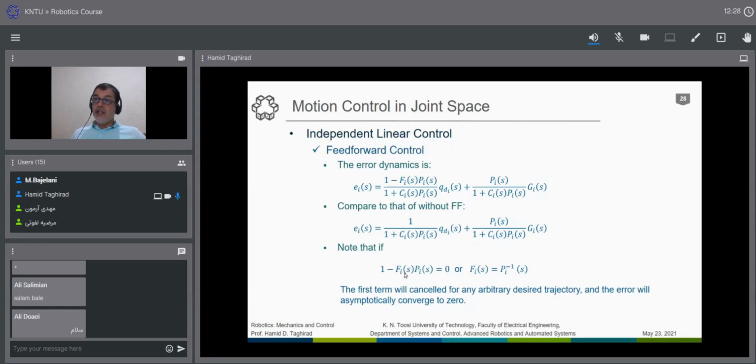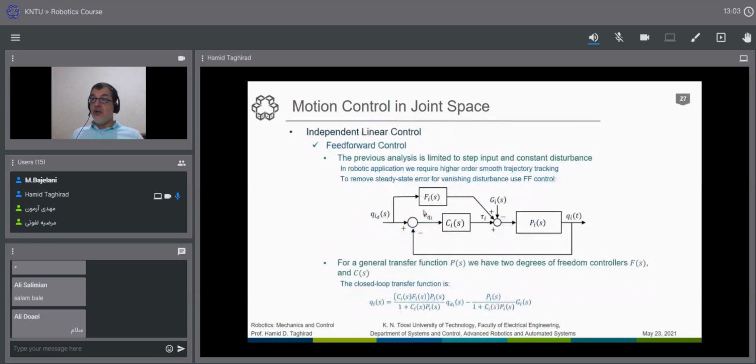So if Fi is equal to Pi minus 1, this is equal to 0. Even if we cannot do it exactly 0, we can, in a bandwidth, make it 0, or somehow make it very small. And this is not by using a large gain F, but a smart gain or a smart controller, which is actually the inverse of the plant. This is the essence of the feed forward.